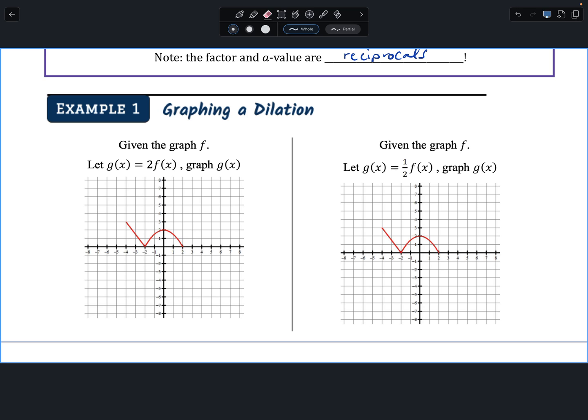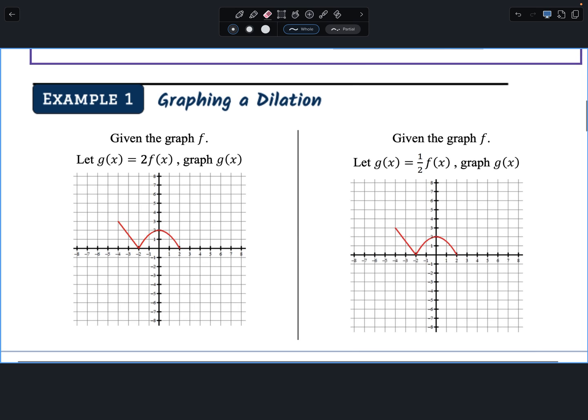Let g of x equal 2 times f of x, graph g of x. So the first thing you guys want to pay attention to is where the extra number in the function is located. Is it on the inside or the outside? It's on the outside, right? So is this a vertical stretch or shrink or a horizontal stretch or shrink? Vertical stretch or shrink. The value 2 is on the outside, so this is a vertical stretch by a factor of 2.